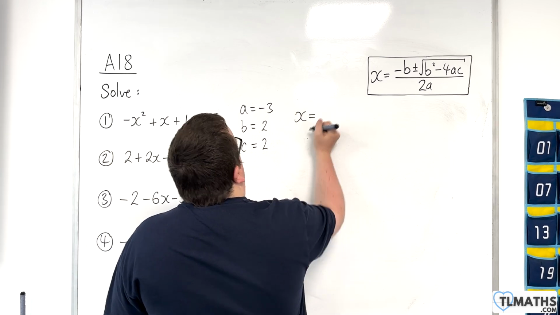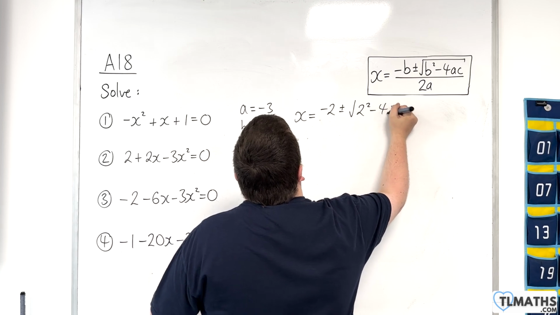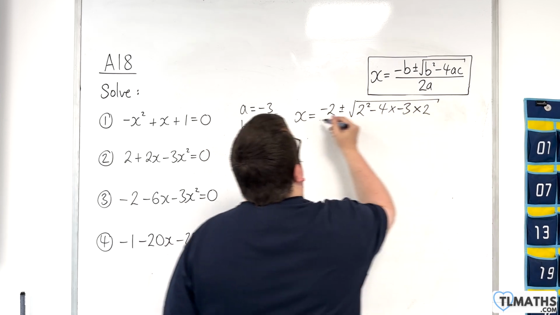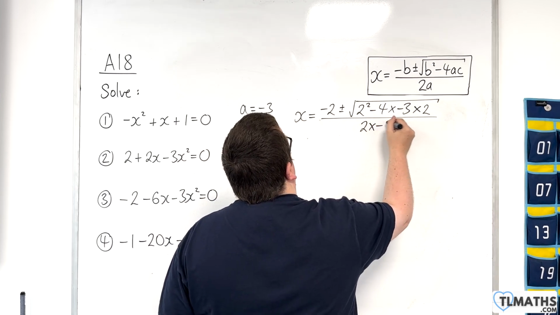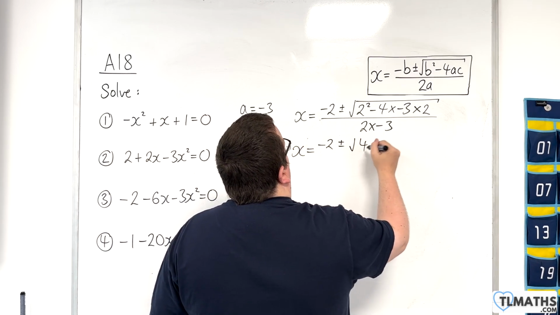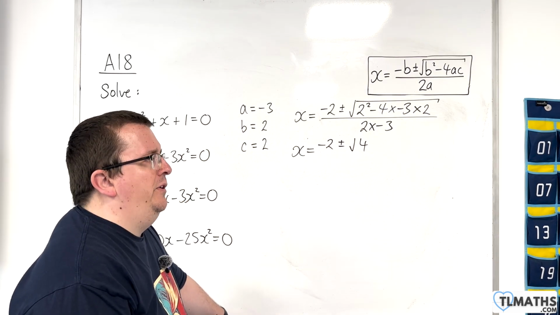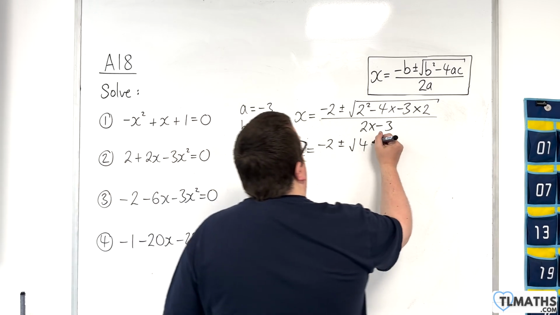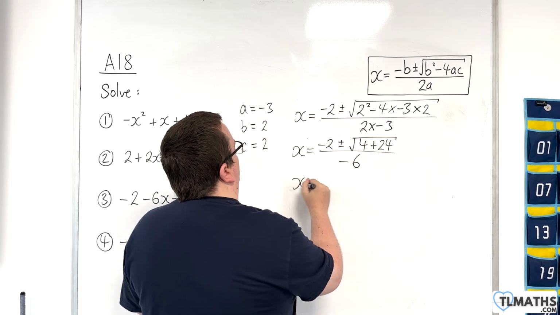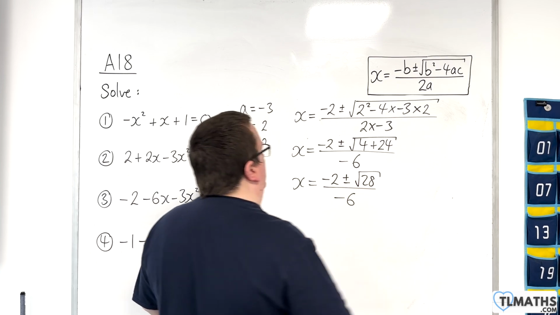So x is equal to minus b, so minus 2, plus or minus the square root of b squared minus 4 times a times c, all over 2a. So we have minus 2 plus or minus the square root of 4, then minus 4 times minus 3 times 2. So minus 4 times minus 3 is 12, times 2 is 24, so plus 24, all over minus 6. So minus 2 plus or minus the square root of 28 over minus 6.